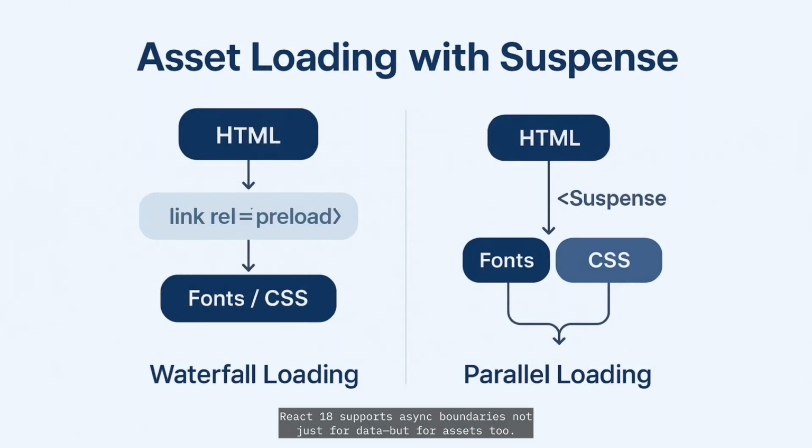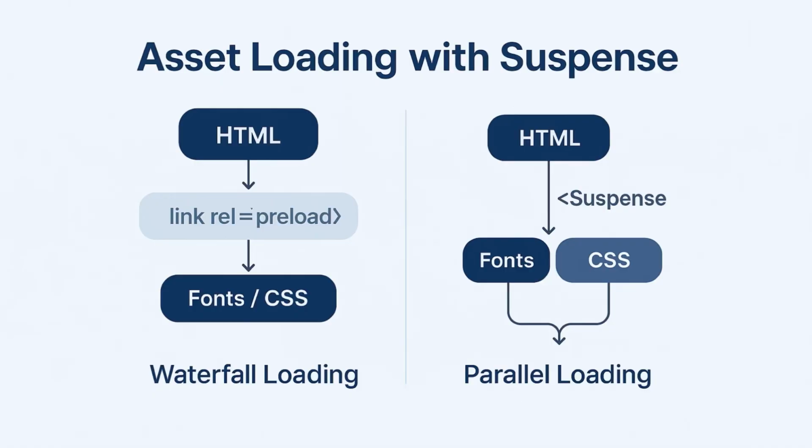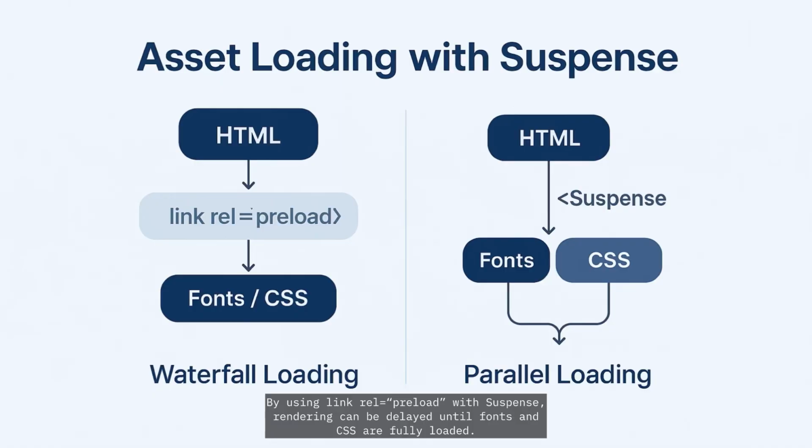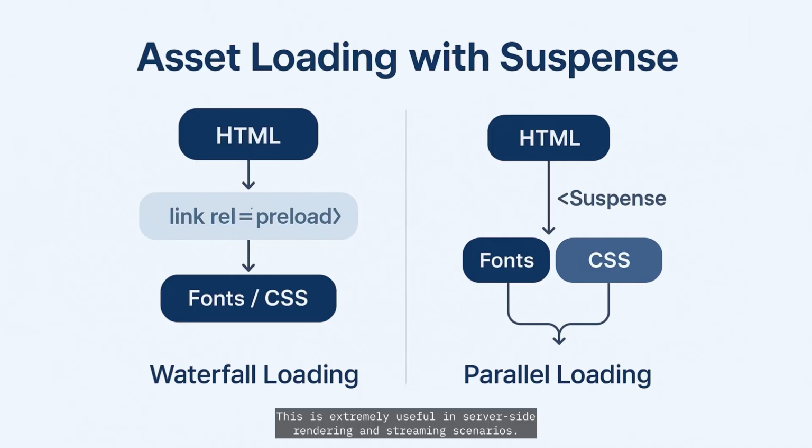React 18 supports async boundaries not just for data, but for assets too. By using link rel equals preload with suspense, rendering can be delayed until fonts and CSS are fully loaded. This is extremely useful in server-side rendering and streaming scenarios. The result: you avoid flash of unstyled content, giving users a smoother visual experience.